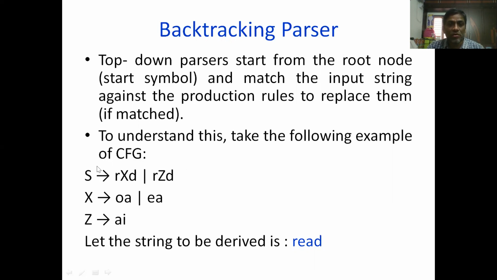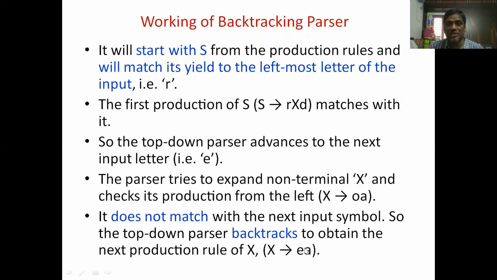Now, what is the start variable here among all this? S is the start variable. Whatever production is first written, that variable is considered the start variable. So we need to produce any string from S only. Suppose I want to produce the string READ, R-E-A-D. Let us see the process of the backtracking parser now, how it produces that string.